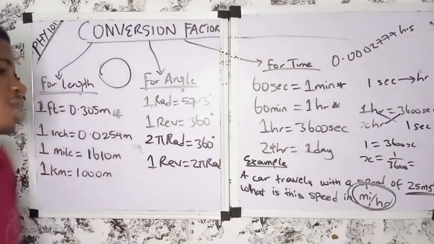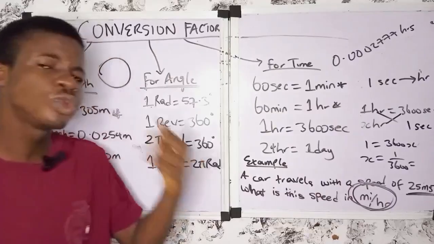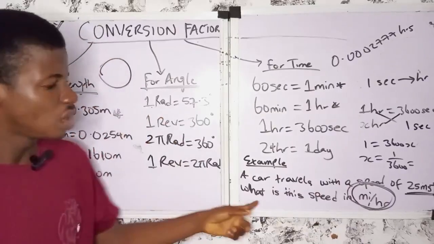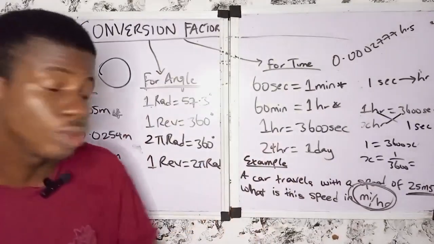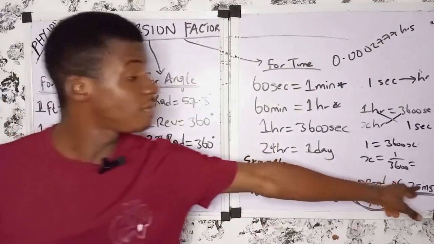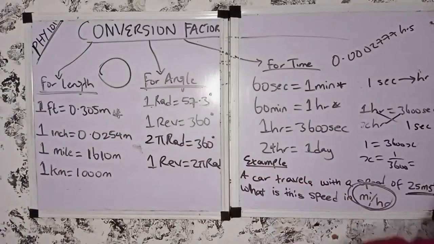Now look at this very first question. A car travels with a speed of 25 meters per second. What is this speed in miles per hour? What are they telling you to do? They are telling you to convert from what? 25 meters per second to what? To miles per hour. Now, how are you going to do this?